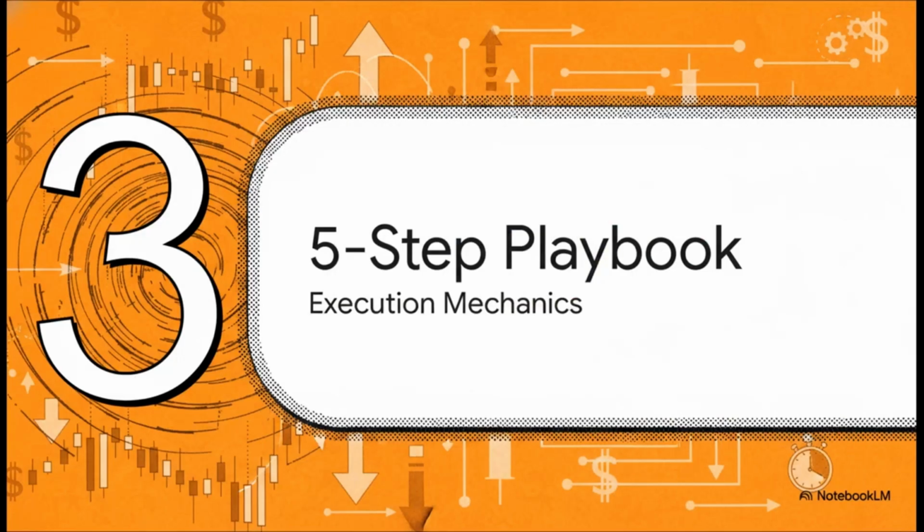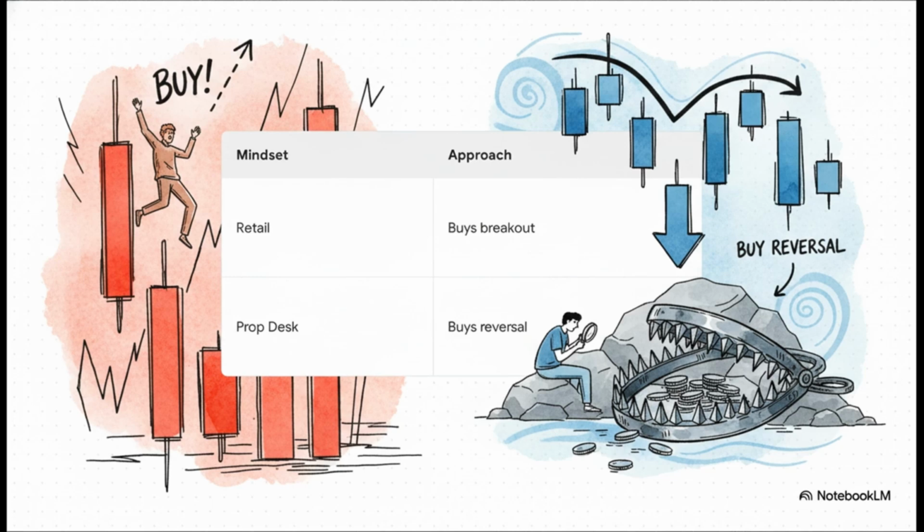Okay, section 3. Let's open up the actual 5-step playbook. There's a massive contrast in mindset here. The retail approach is totally reactive to the current candle. They just buy the breakout the exact second a level breaks. But your new approach at the prop desk, completely different. We anticipate. We wait patiently for the stop hunt to finish, we let the trap snap shut on the retail money, and then we buy the reversal.